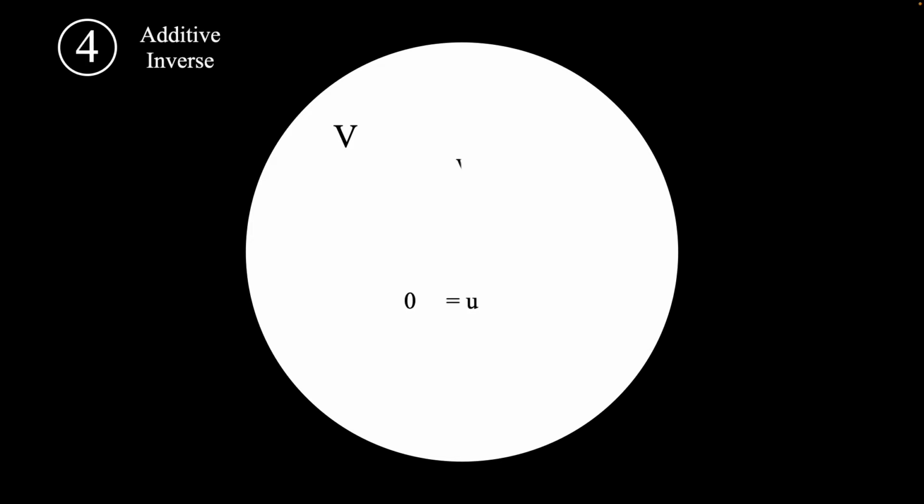Axiom 4. For any element U, there exists an element V such that U plus V equals 0. We say that V is the additive inverse of U. Axiom 5. For any element U in V, if you take the identity element from the field and multiply it with U, the result is that it does nothing. So we call this element the multiplicative identity. Axiom 6. If you take any two elements in the field and multiply them with an element in the vector space, the result does not depend on how the elements are grouped. So scalar multiplication is also associative.